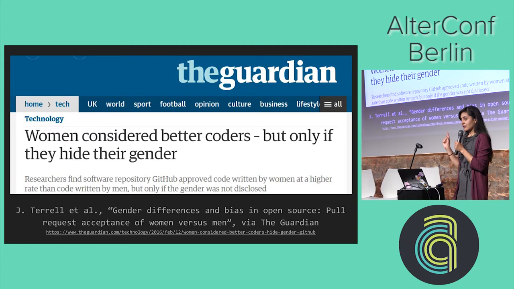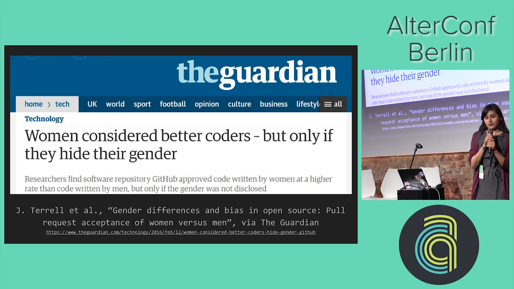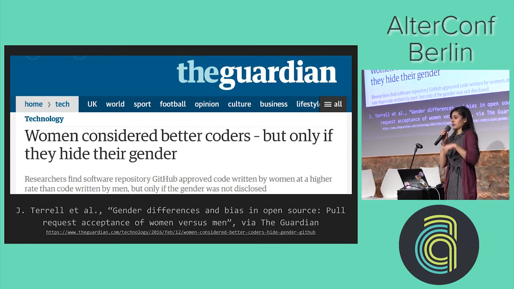But it's not just the names of things in our code. It's actually names of coders themselves that also matter a lot. In a rather disturbing, I think, study called Gender Differences and Bias in Open Source, researchers Terrell et al. found that women contributing to open software projects on GitHub were considered better coders in the sense that their pull requests were accepted more often if their profile used a gender-neutral or non-gender-identifiable handle, if they had a username which was not identifiable as a feminine name.